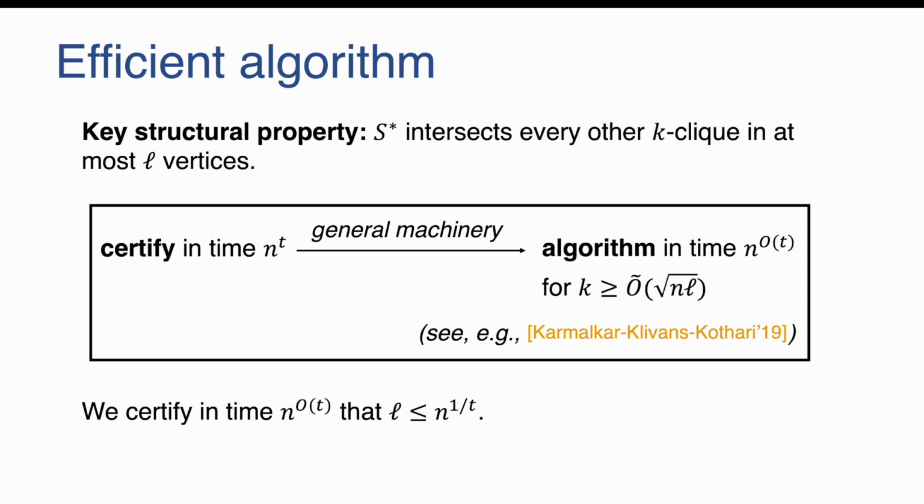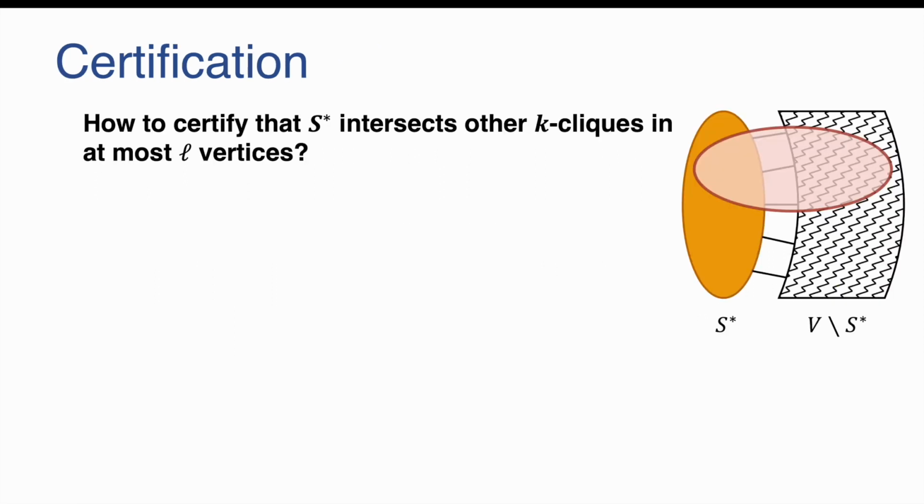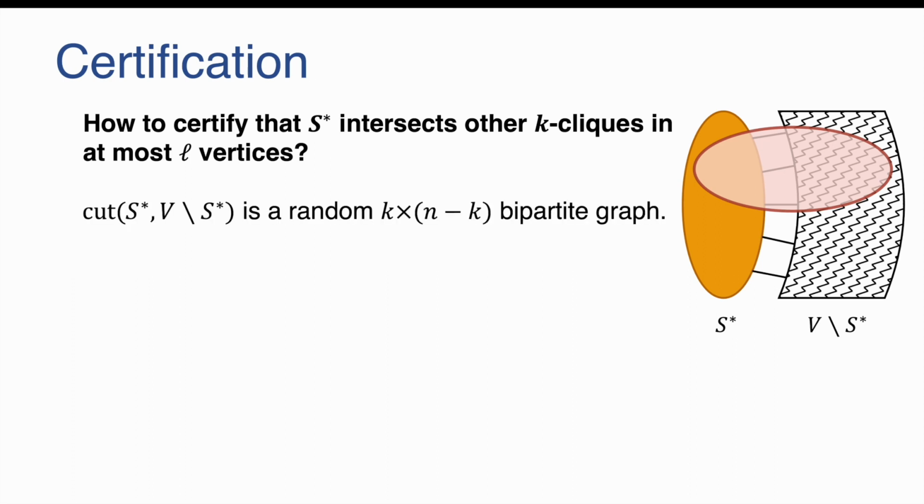So let's focus now on the certification problem. How can you certify that S star intersects all the other k cliques in at most L vertices? So what does this even mean? For the certification task, we assume that S star is known, and we just want to prove to someone efficiently, based on explicit properties of the graph, the fact that every other k clique intersects it in at most L vertices.